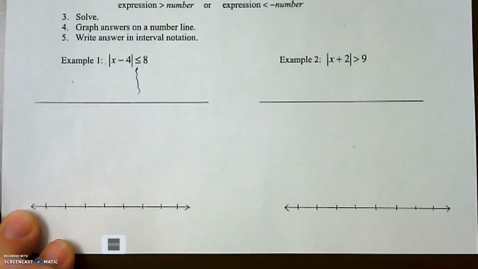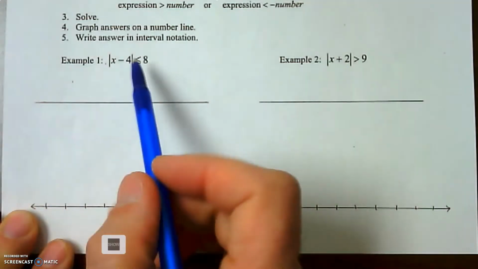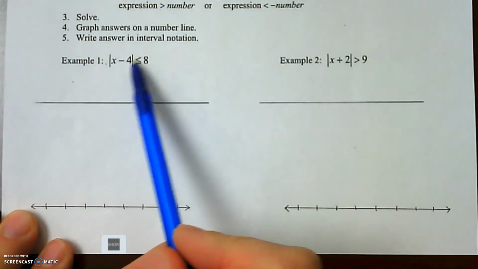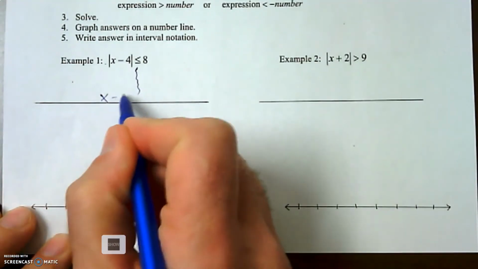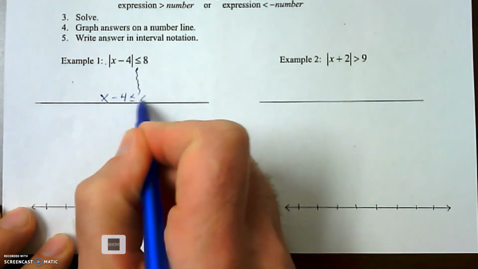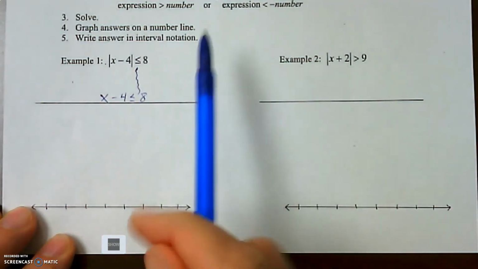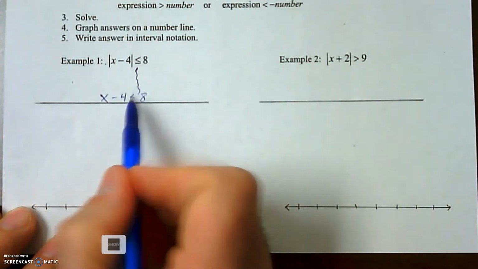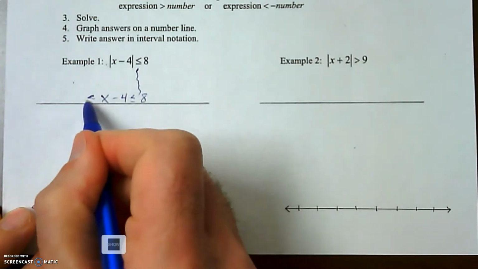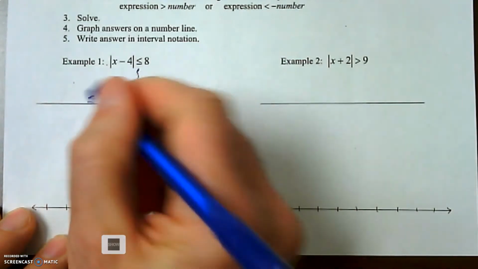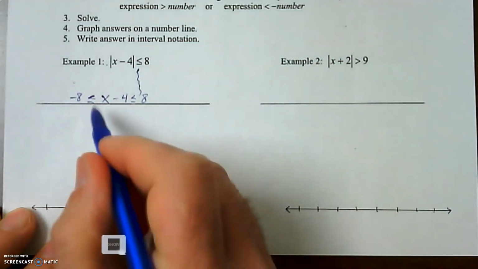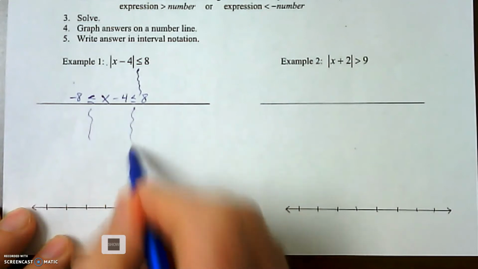Okay? So I'm going to rewrite it as, and or, let's see. Less than. This is an and problem. So I'm going to write x minus 4 less than or equal to 8. So it's just a straight copy. Put your same symbol over here and make this the opposite of that. Negative 8.